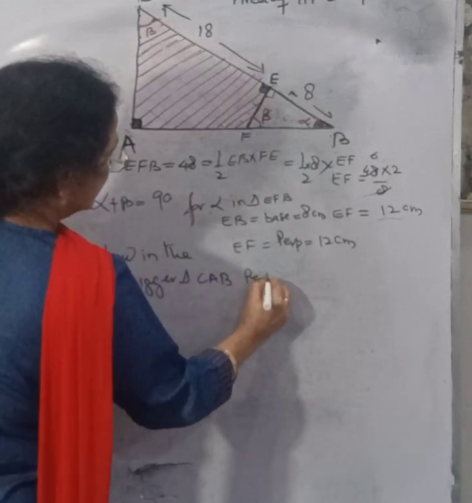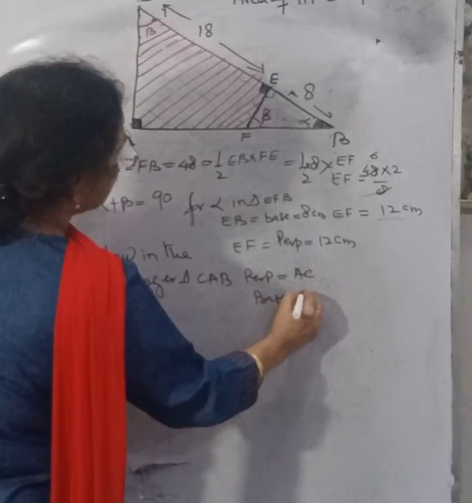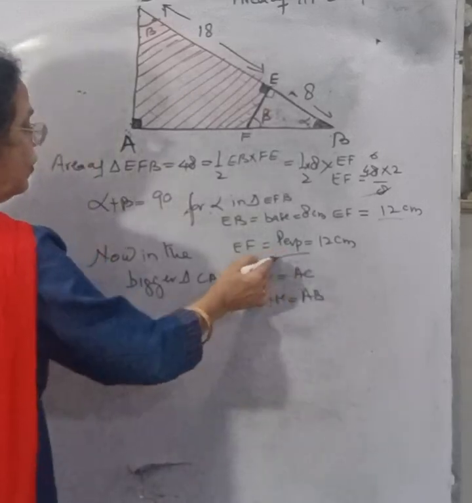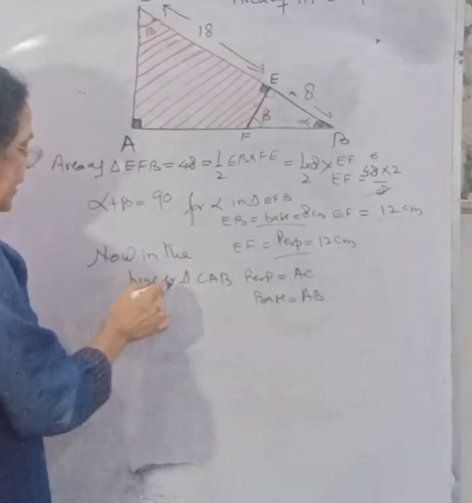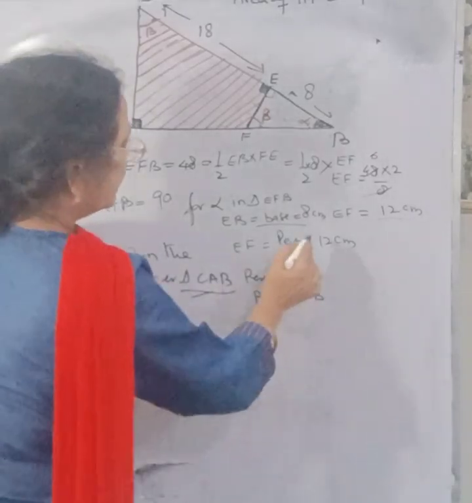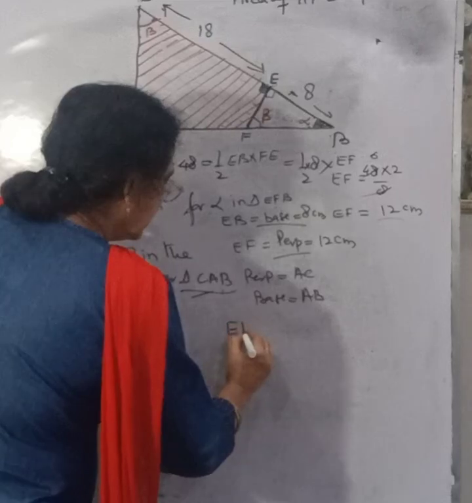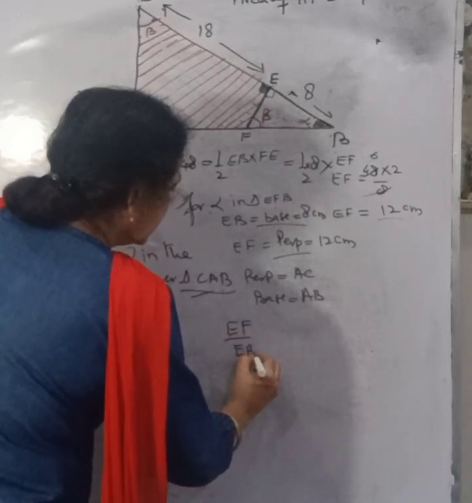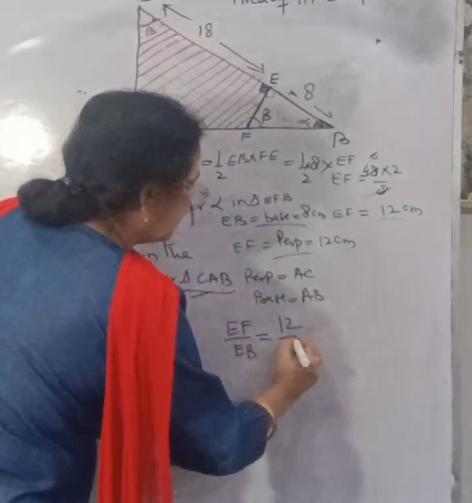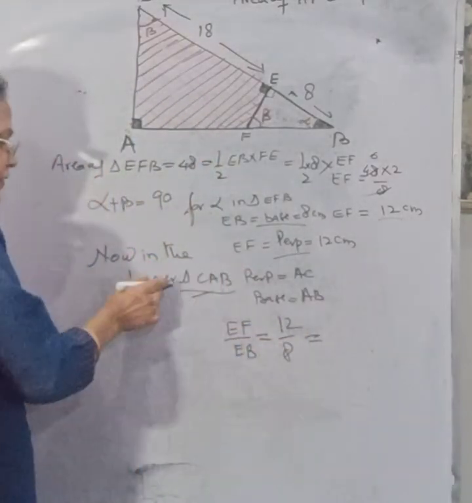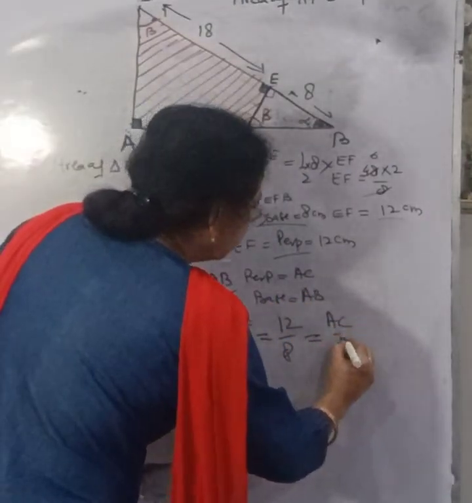Perpendicular is equal to AC and base is equal to AB. So perpendicular upon base in the case of this triangle will be equal to the perpendicular upon base in the bigger triangle also. So we can write this perpendicular upon base as EF upon EB, which is 12 upon 8, and it will also be equal to the perpendicular upon base in the bigger triangle, that is AC upon AB.